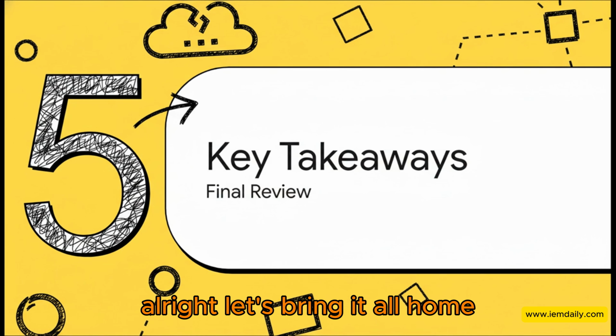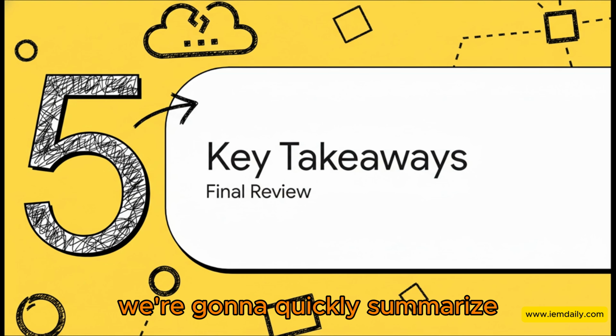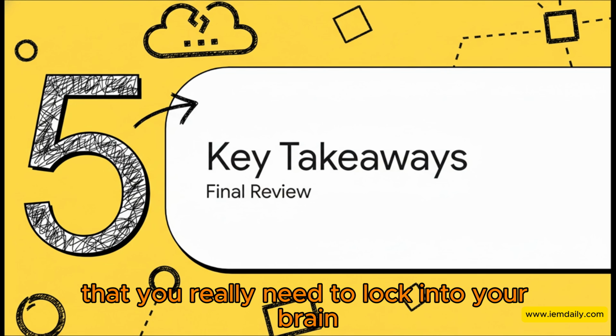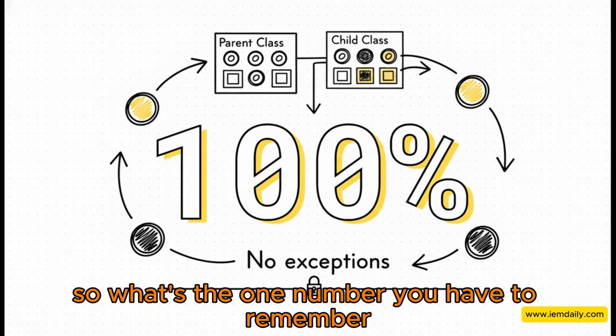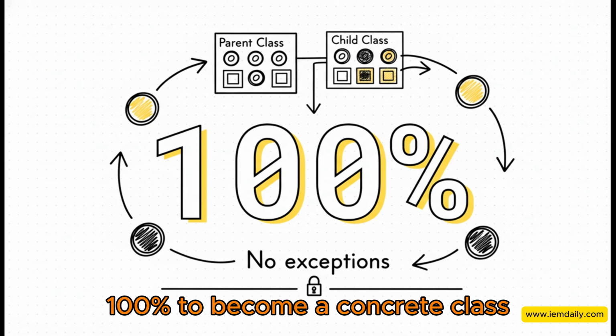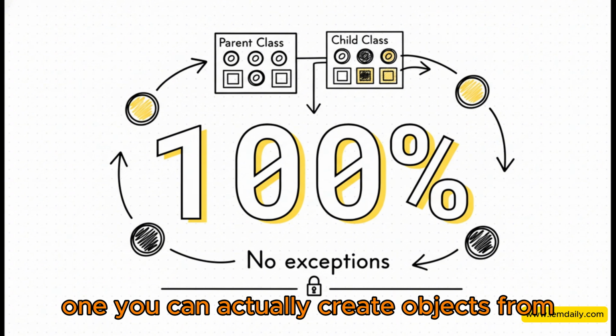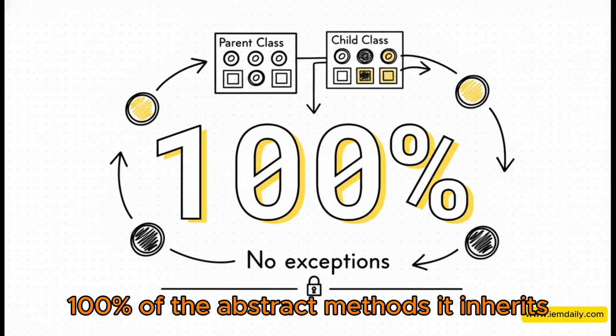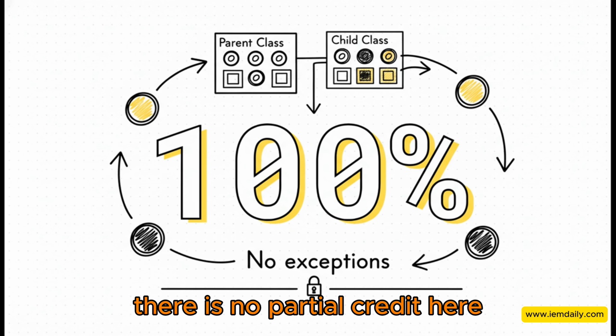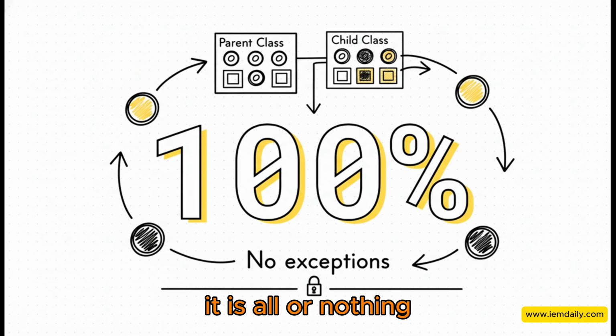All right, let's bring it all home. We're going to quickly summarize the most critical points that you really need to lock into your brain about the abstract keyword. So what's the one number you have to remember? 100%. To become a concrete class, one you can actually create objects from, a child class has to implement 100% of the abstract methods it inherits. There's no partial credit here. It is all or nothing.